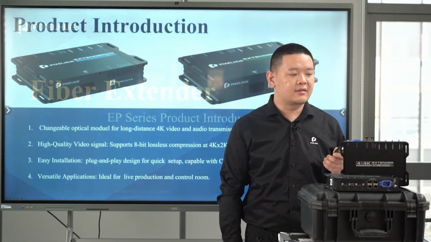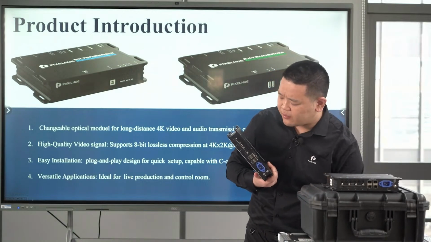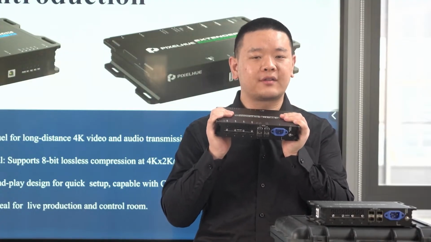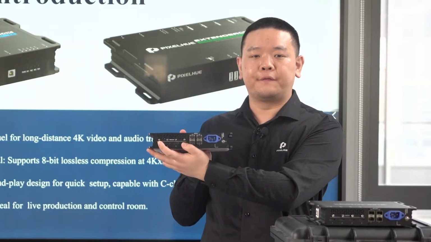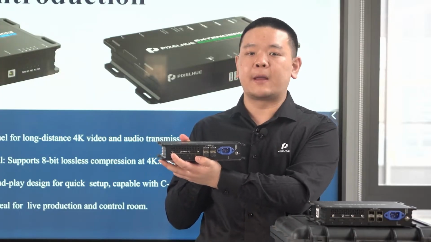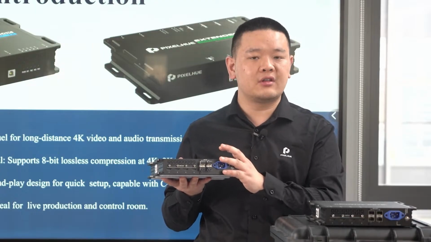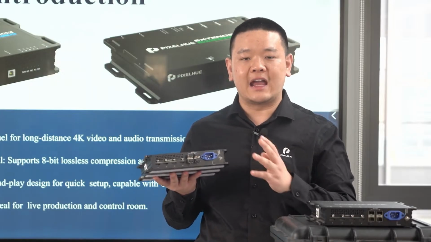So the first part is the product introduction. Let's check the hardware here. The EP series is the first 4-channel fiber extender in the industry. You can see here are the 4 HDMI 2.0 inputs. It's actually real 4K. We can do transmissions in 4K, 2K, 60 Hz, RGB 444 8-bit.